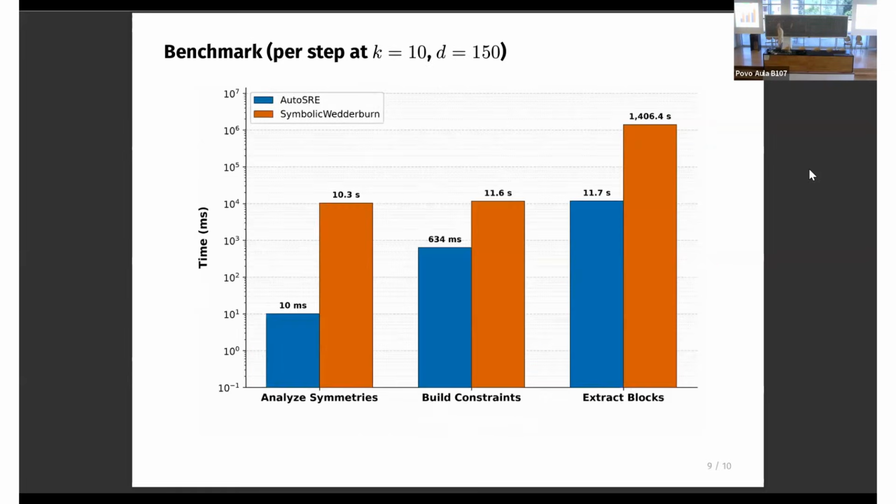And then just to look into detail a little bit. The first step is where both algorithms analyze the symmetries to find the reducible representations, understand the orbit structure, these kinds of things. And this goes from 10 milliseconds to 10 seconds, this is logarithmic. It's already huge because the group is tiny.